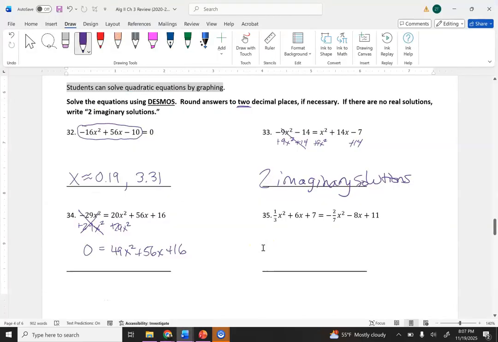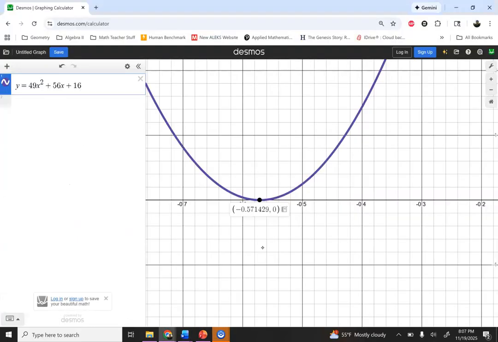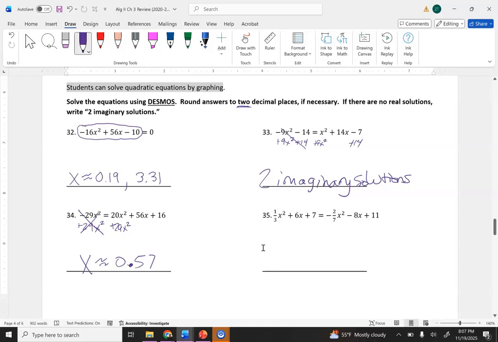So sometimes that's going to happen on Desmos where, for whatever reason, Desmos doesn't register that intersection point. If you ever have a situation like that where it looks like they intersect, but it's not showing you that intersection, you might want to switch over to the other method and see if you can get a better answer.